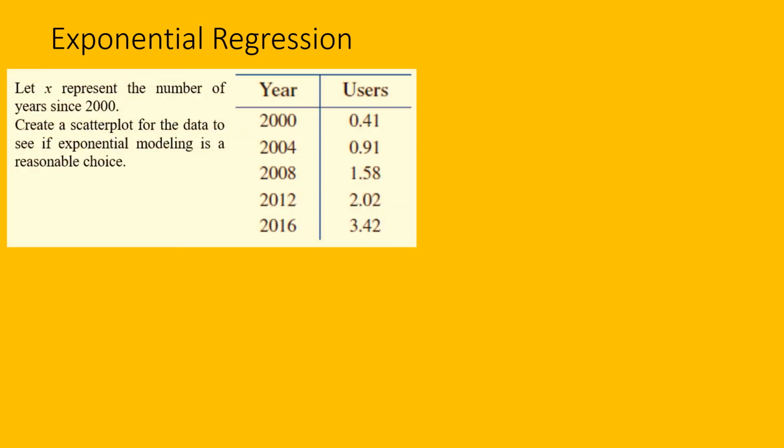In order to understand the exponential regression, let us take a set of values here. We are asked to find a scatter plot and also the exponential model for that by taking 2000 as the base year. If 2000 is the base year, that will be 0. 2004 is 4, and then 8, 12, 16, etc.